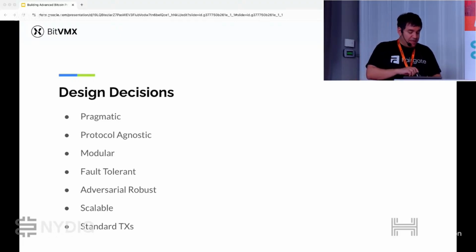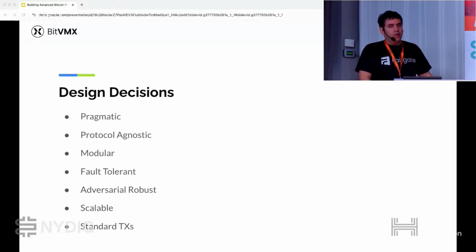So these are some design decisions that we took when we started working on the implementation of BitVMX. We wanted to have something pragmatic. The idea is to be able to release real-life, production-grade code. We didn't want a POC or a theoretical implementation. We want something that other parties can use and build on top of, so it needs to be robust in that sense.